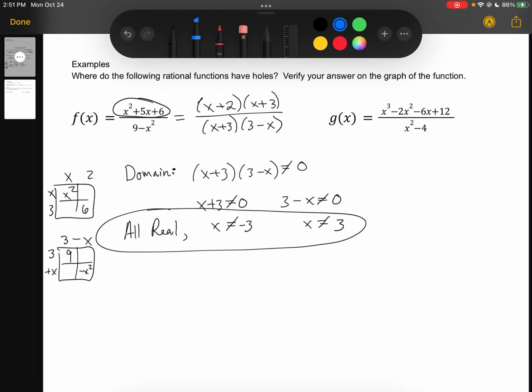Second, for holes, we're looking for similarities on both the top and the bottom. So here, same thing on the bottom, same thing on the top. So we have a hole where x plus 3 equals 0. So what that tells us is after subtracting 3 from both sides, we have a hole at x equals negative 3.